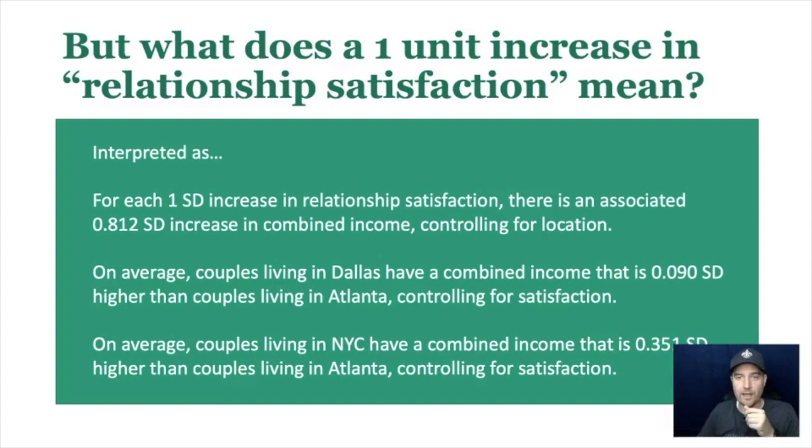We also can get information out of the other ones, but I believe our previous example was more interpretable than talking about couples living in Dallas have a combined income that is 0.09 standard deviation units higher than couples living in Atlanta. I think that is less interpretable than just saying couples living in Dallas earn almost $6 grand more than couples living in Atlanta. What's cool with regression is you can report both of these. You don't have to just pick one and go with one, but you can report both. And that can provide even more information about the relationships happening here.